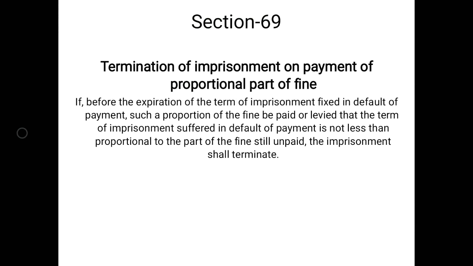Section 69. Termination of imprisonment on payment of proportional part of fine. If before the expiration of the term of imprisonment fixed in default of payment, such a proportion of fine be paid or levied that the term of imprisonment suffered in default of payment is not less than proportional to the part of the fine still unpaid, the imprisonment shall terminate.